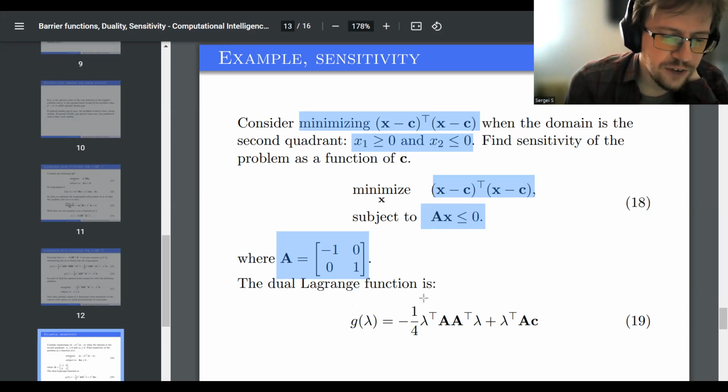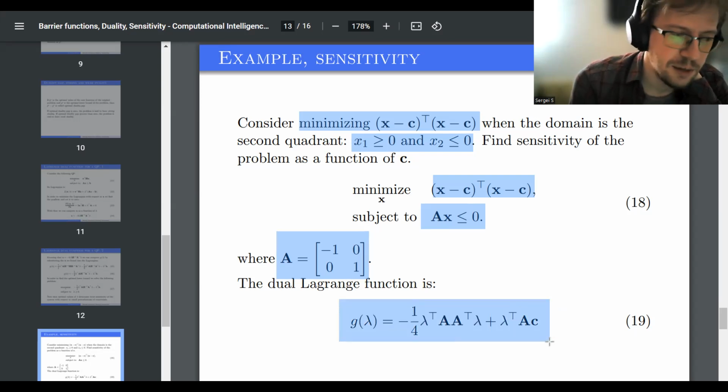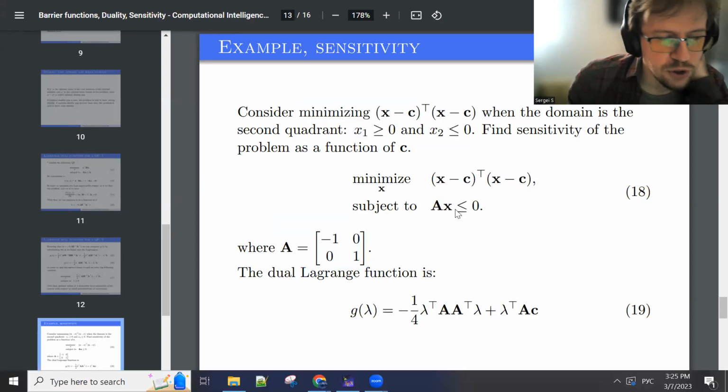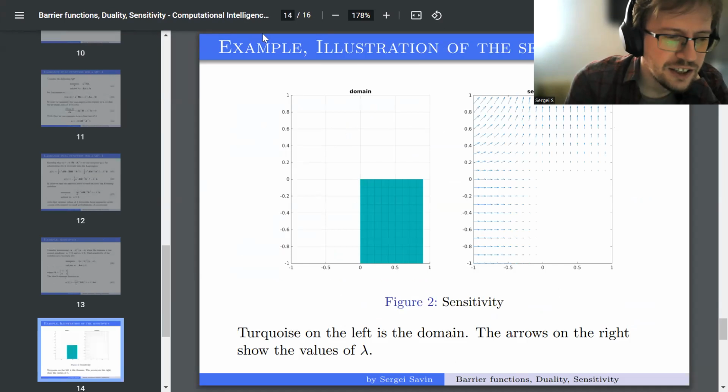So we can find our dual Lagrange function here. This is how it looks; it comes directly from the previous result. We just substitute a new h, which is basically the identity here. With that, we can actually plot the sensitivity.